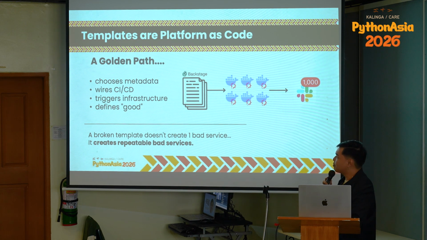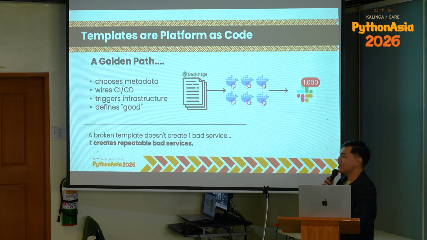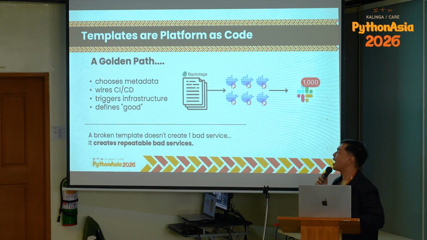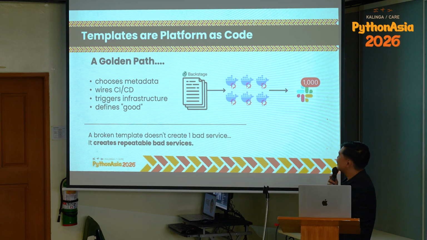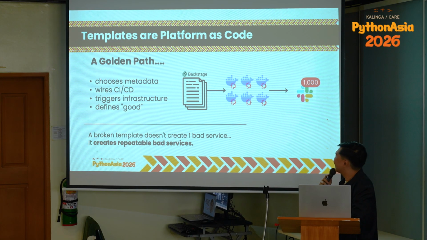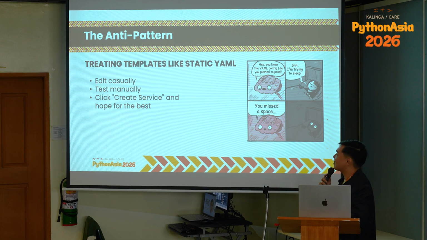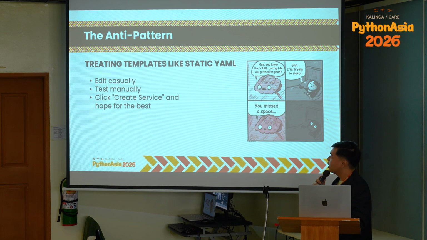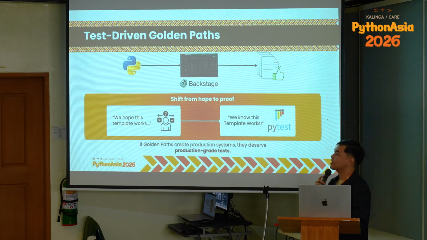However, the real problem here is when a broken template occurs. It doesn't just affect one service; it affects dozens of services that might have derived from this template, and you might experience something like burnout from multiple Slack messages from different teams that consume this template, right? So there's this anti-pattern of treating templates like static YAML. You don't just edit it casually, test manually, and hope for the best. You have to treat these templates as code.